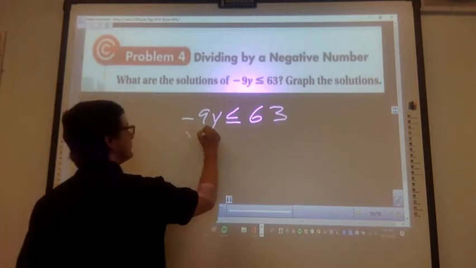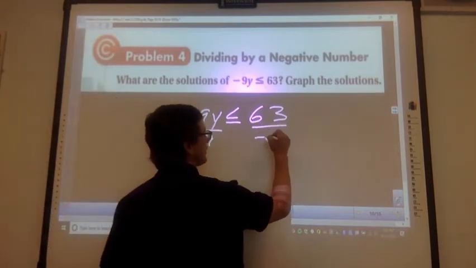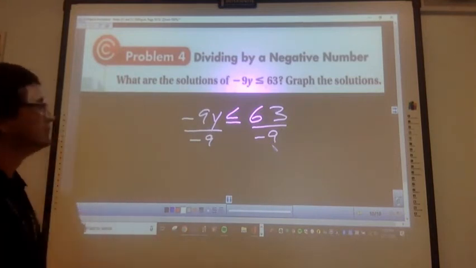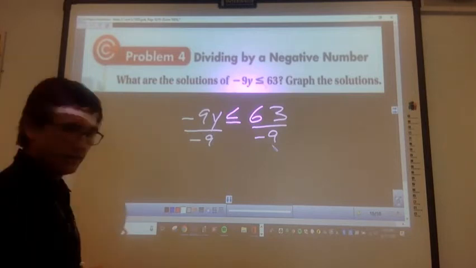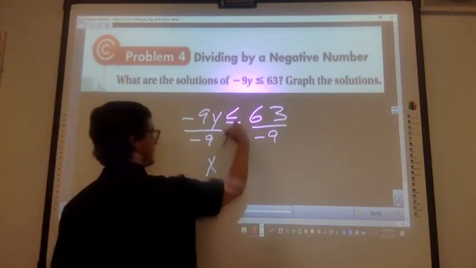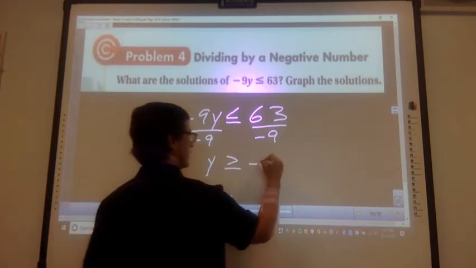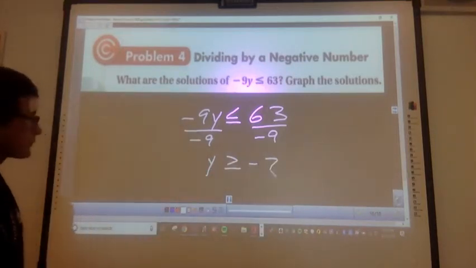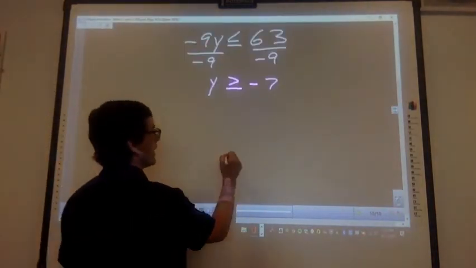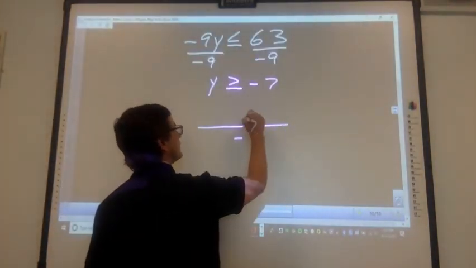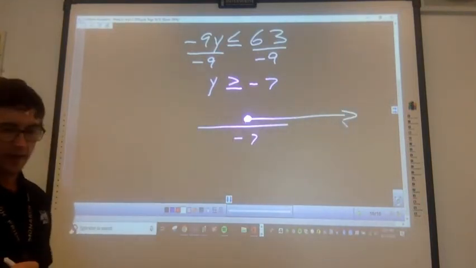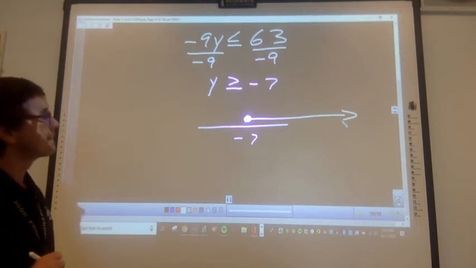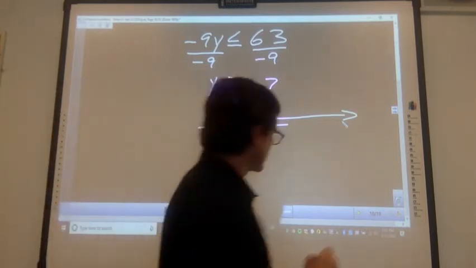First step and only step. Divide by a negative. So what do we have to do with the inequality? Flip it. So y instead of less, greater than or equal to -7. Graph, -7 down here, closed dot, arrow to the right. All right, so that is it.